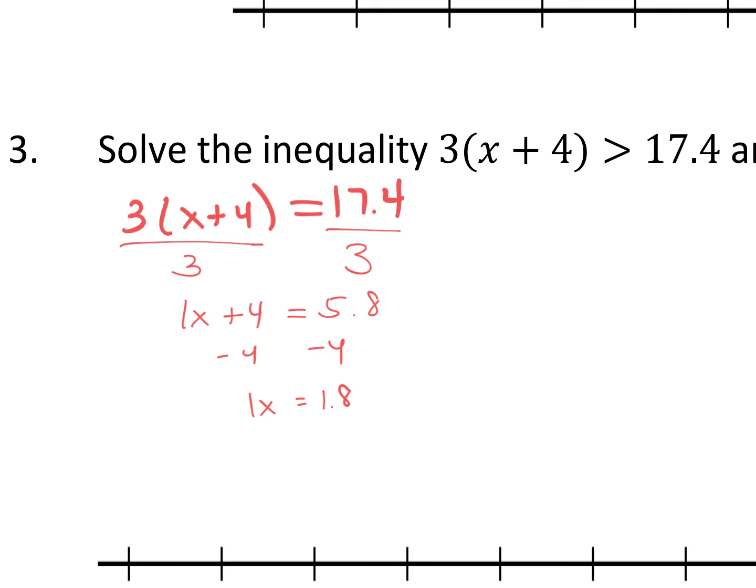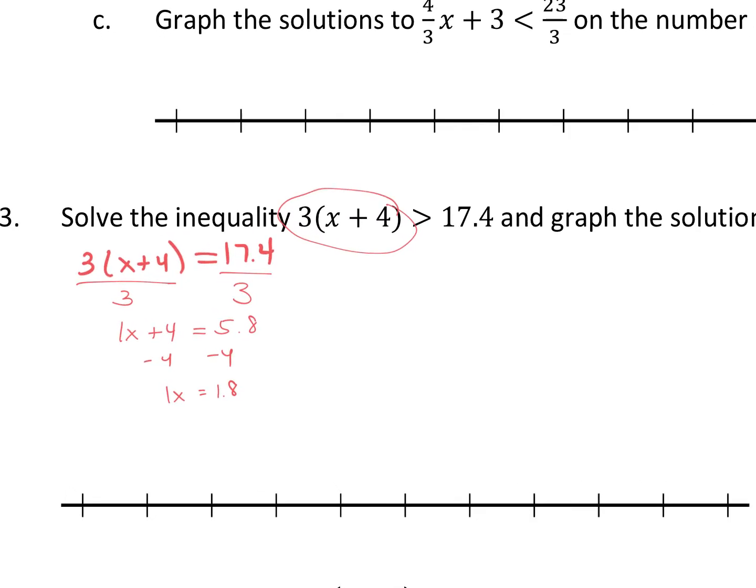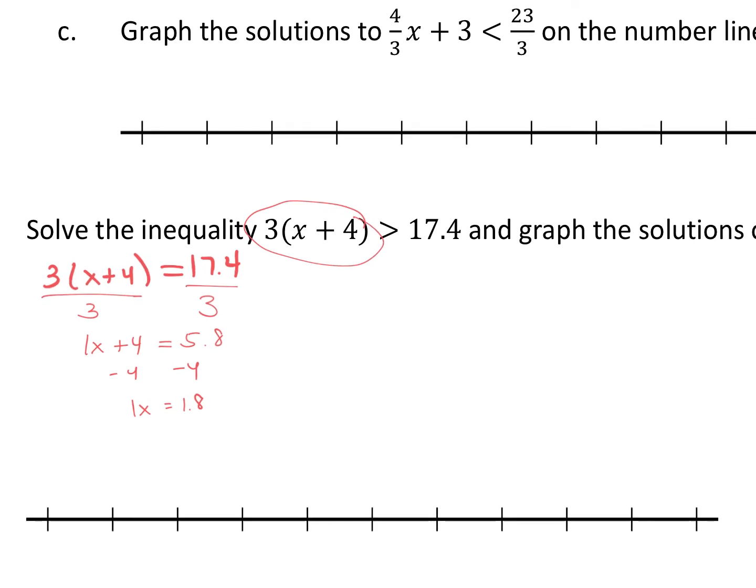So this is telling us that when x is 1.8, 3 times x plus 4 is going to be exactly 17.4. But again, we don't want it to be exactly 17.4. So we need to decide, do we want numbers bigger than 1.8 or smaller than 1.8? So let's do a solution test. I always like to use 0 because 0 is a good way to check. So I'm going to start with 0, which is smaller than 1.8. And I'm going to plug that in.